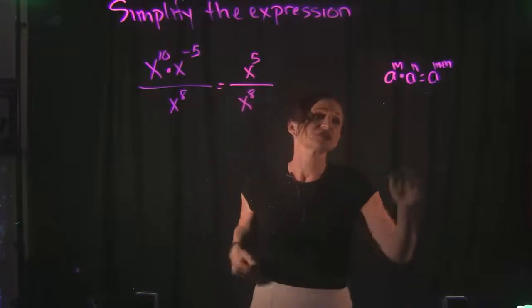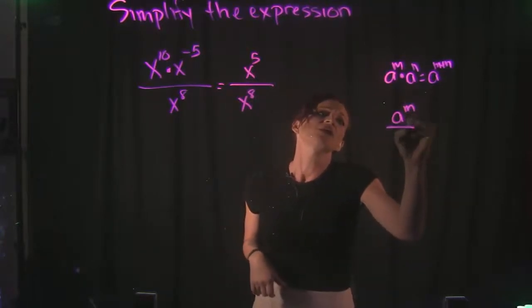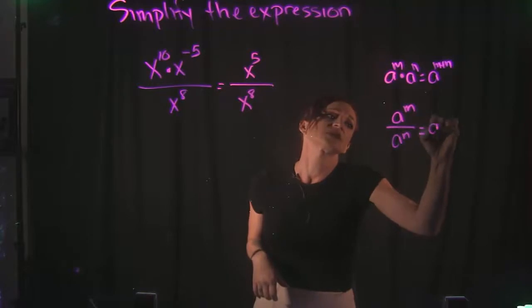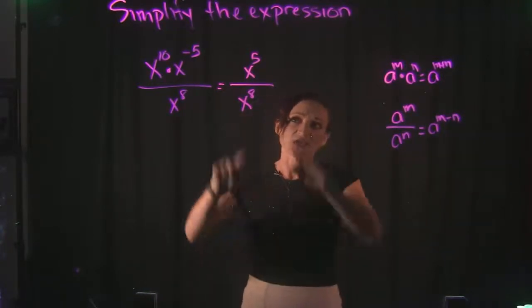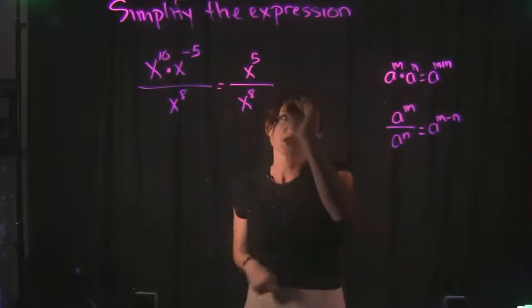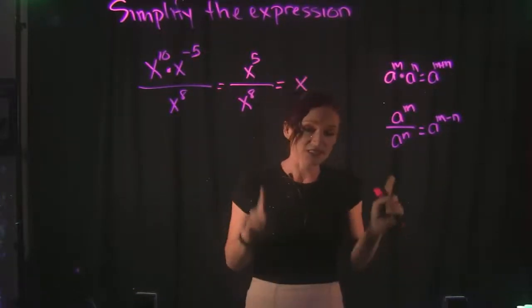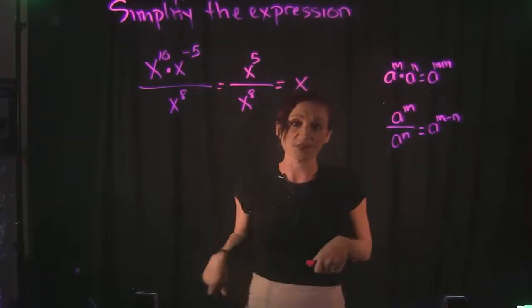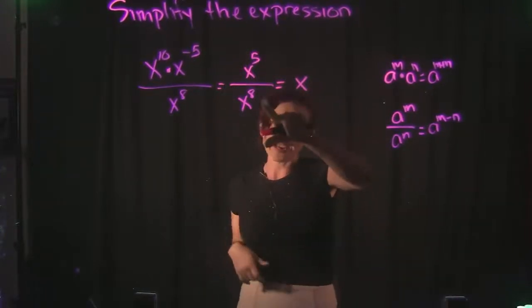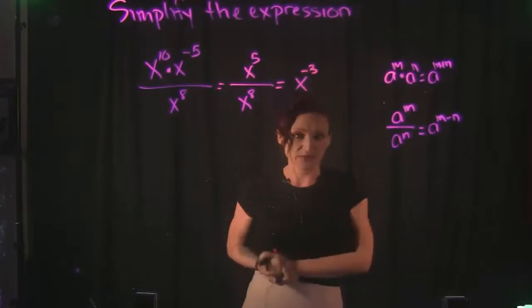So this is a division here. And if we are dividing, that's going to pertain to the quotient rule. And the quotient rule says that when we are dividing with like bases, we're going to keep that like base and we're going to subtract exponents. The numerator minus the denominator. So that means 5 minus 8 is a negative 3.